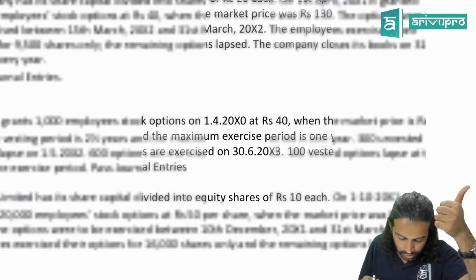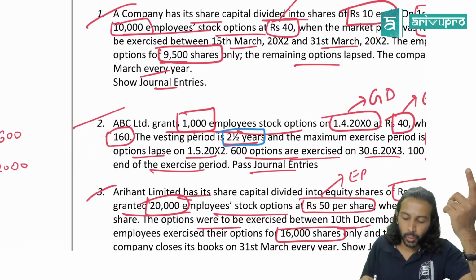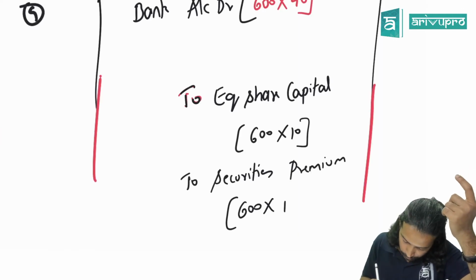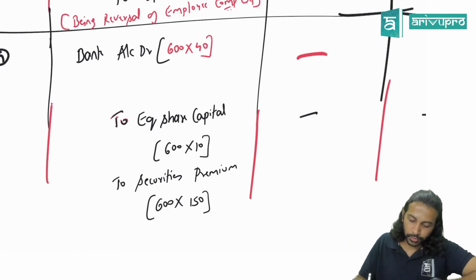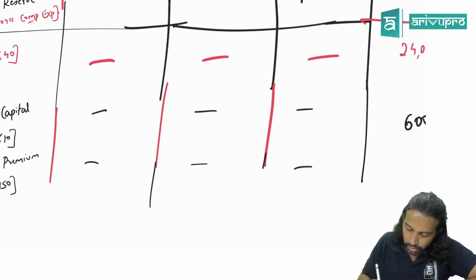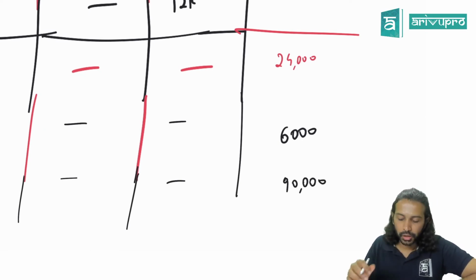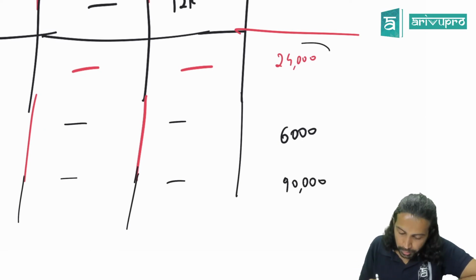Market price of the share was 160. So what is the premium? On one share, the premium is 150. So 600 into 150, how much is this? 90,000. So securities premium, you will credit in column number 4, 90,000. Journal entry matched. Now debit is 24,000.